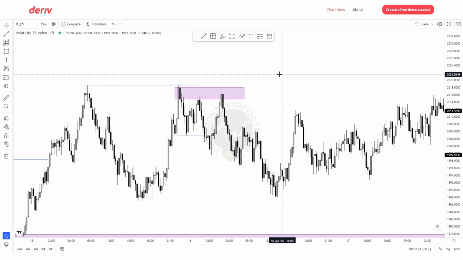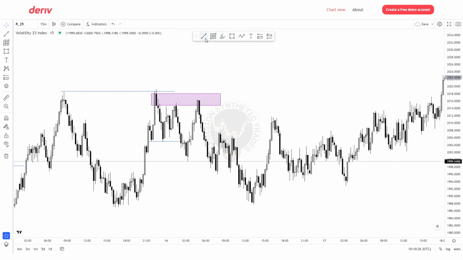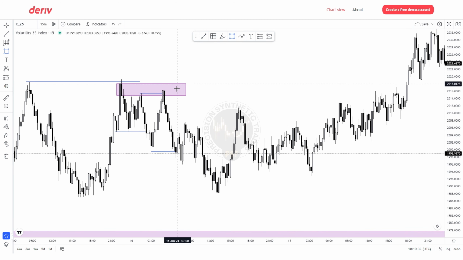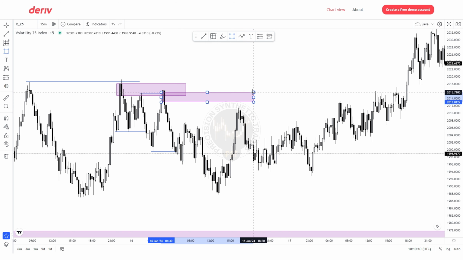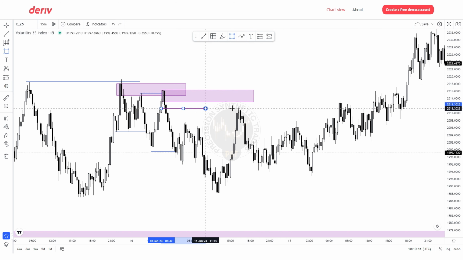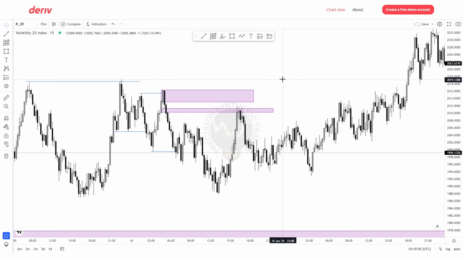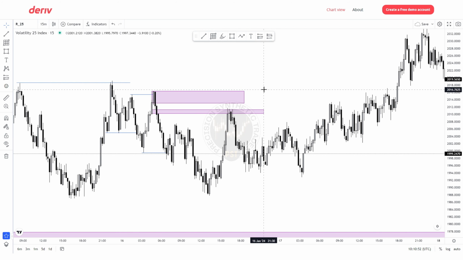Got took out. Entered our point of interest. While we were entering our point of interest, we had a nice liquidity sweep. We broke this low. And what did price leave us? Price left us an order block there. And a fair value gap there. So this is nice. Two places where you can place your sell limit.